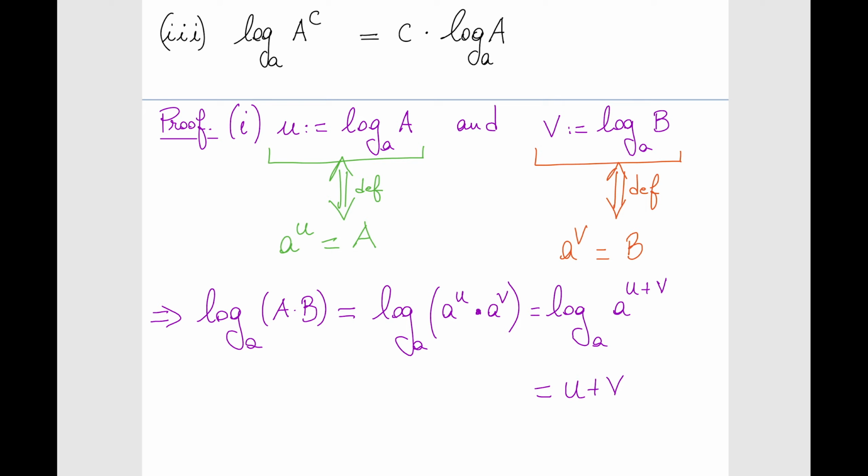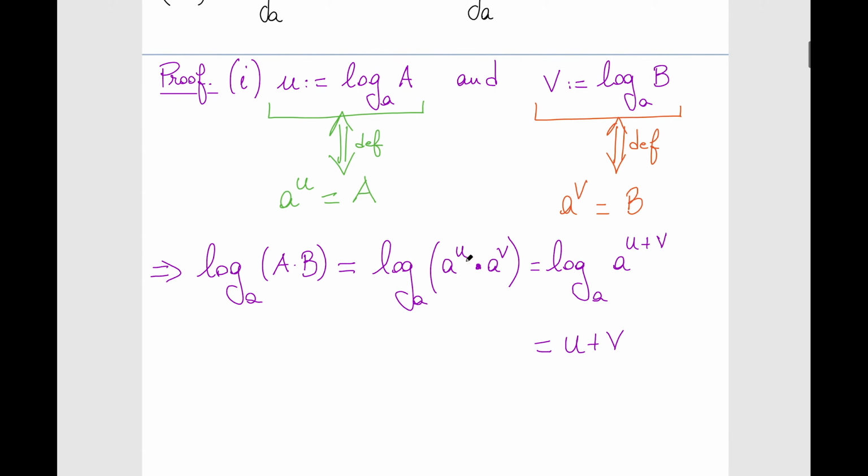One more time, log base a back to back with the exponential function with base a, no action, neutral action. So the output is simply whoever sits here, which happens to be u plus v. And who's u? u is log base a of capital A. And who's v? v is log base a of capital B. And now take a look here.